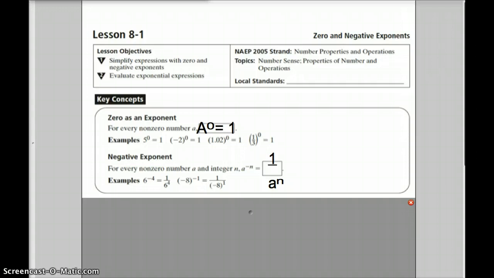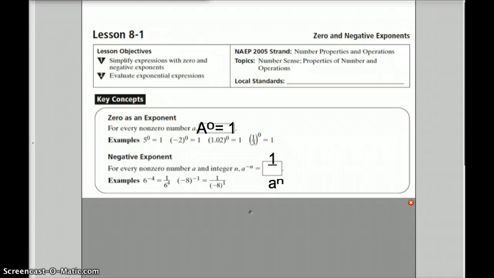It's important to notice whatever is directly in front of the 0 power becomes 1. And if there were a negative sign outside of those parentheses, we have to remember that that negative is not taken to the 0 power, and then it would result in something a little different. Let's look at the next concept here.